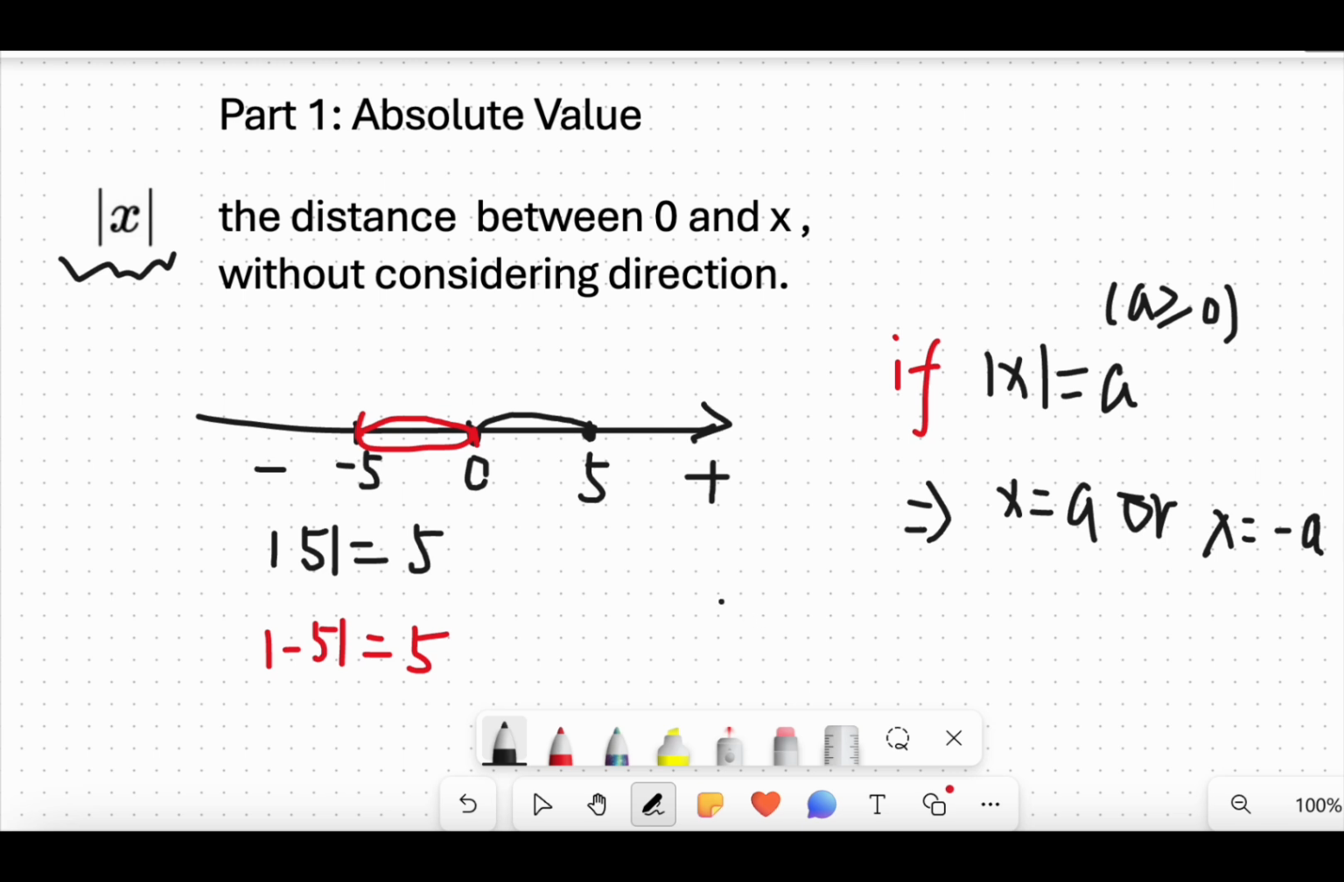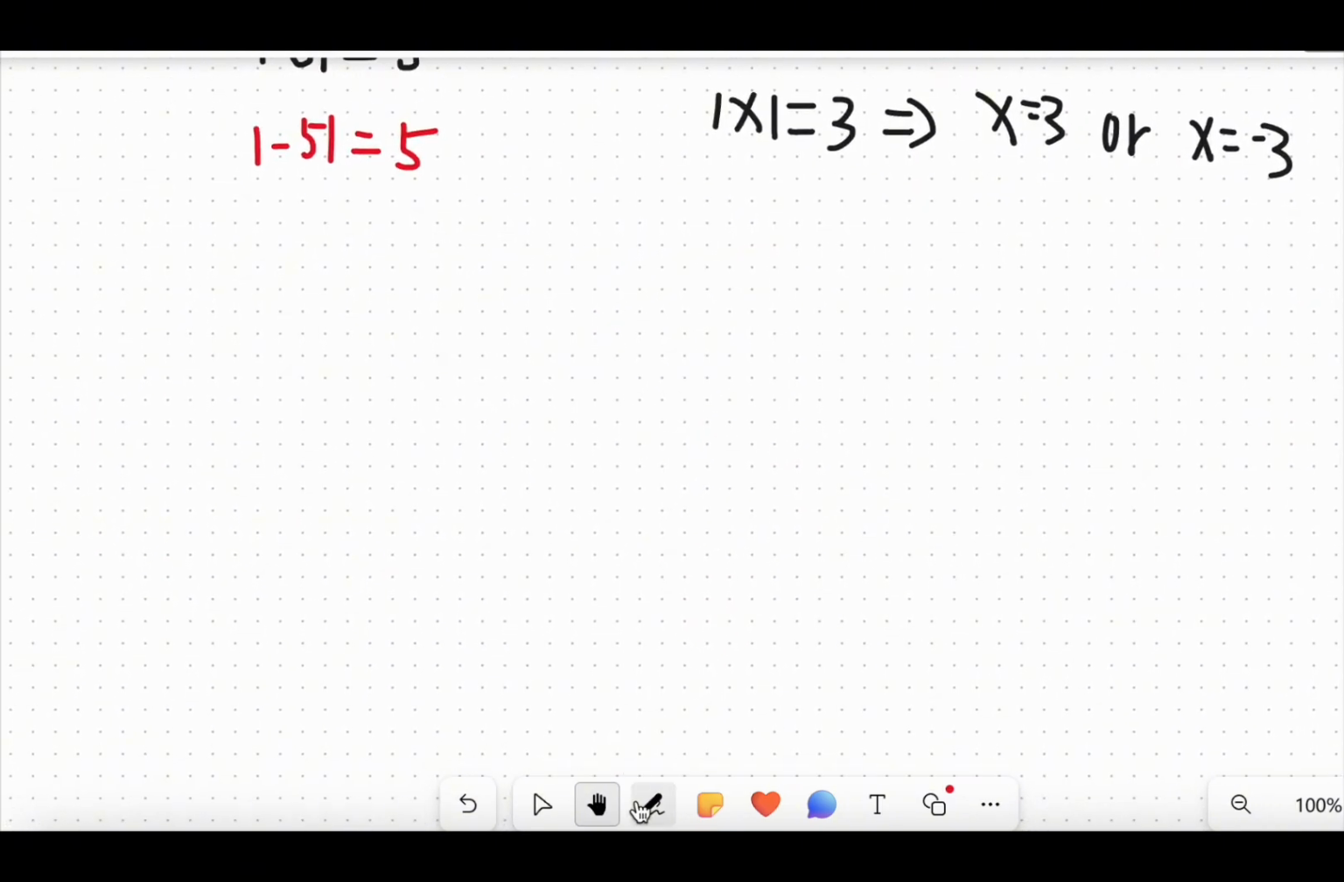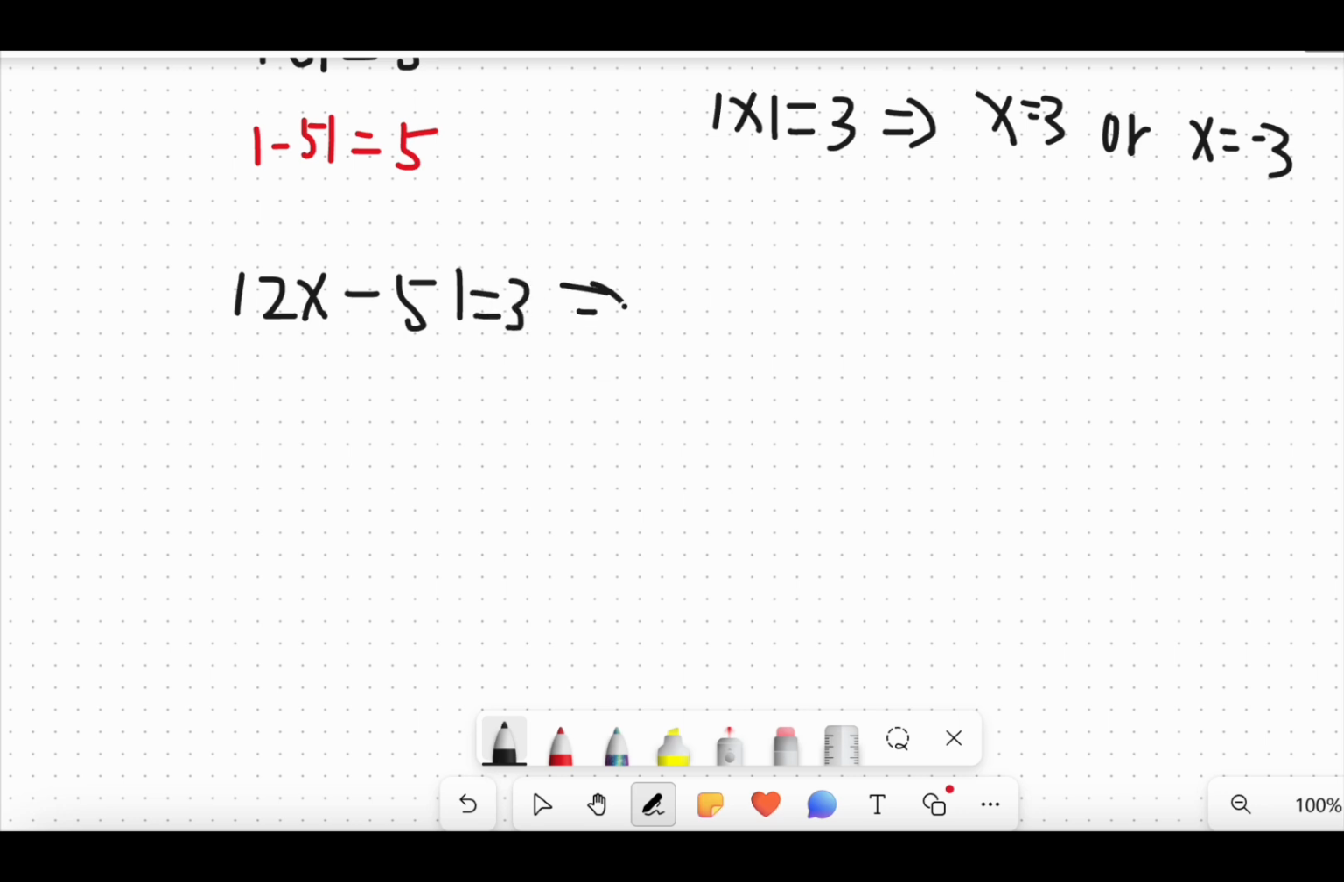So we can easily solve the equation: the absolute value of x equals 3. We can easily get x equals 3 or x equals negative 3. Also, we can look at another example. If the absolute value of 2 times x minus 5 equals 3, we get 2 times x minus 5 equals 3, or 2 times x minus 5 equals minus 3.